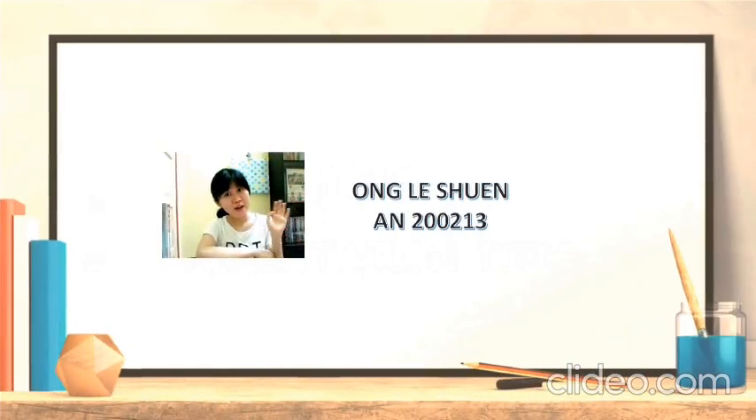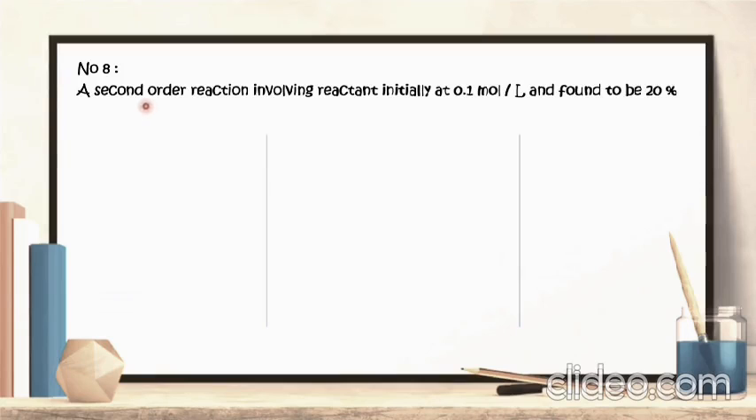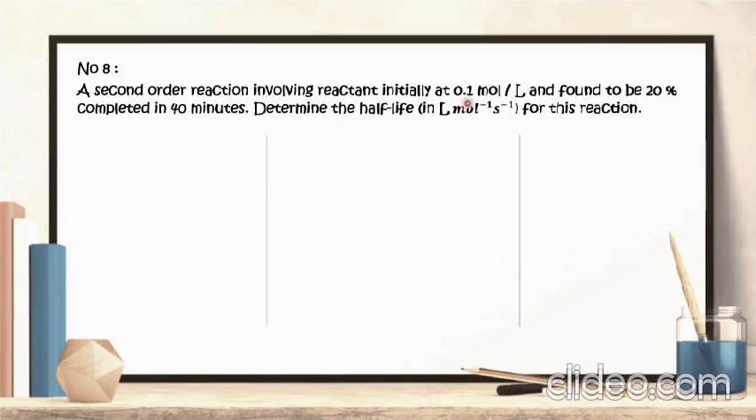Hello everyone, my name is Ong Lo Xuan, and we are going to proceed to the last question. The question states that a second order reaction involving a reactant initially at 0.1 mole per liter is found to be 20% completed in 40 minutes. Determine the half-life in liter per mole per second for this reaction.